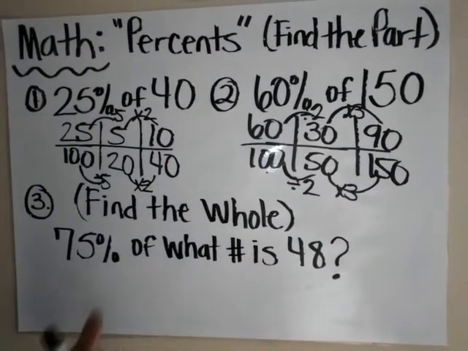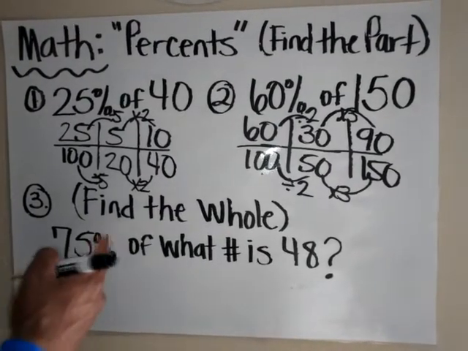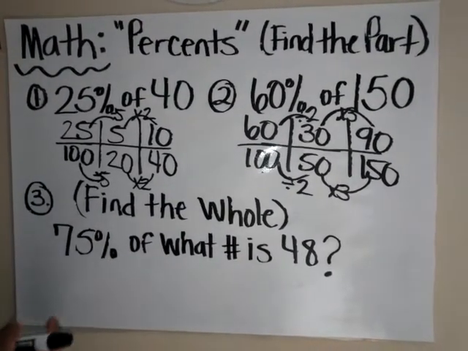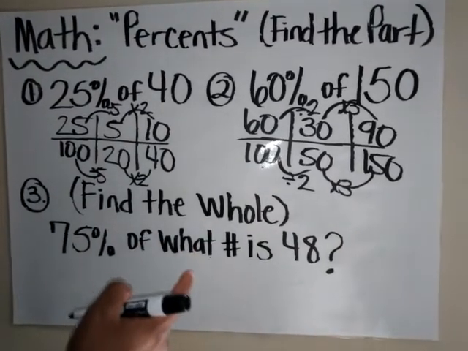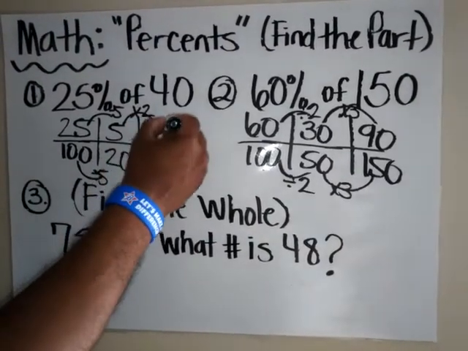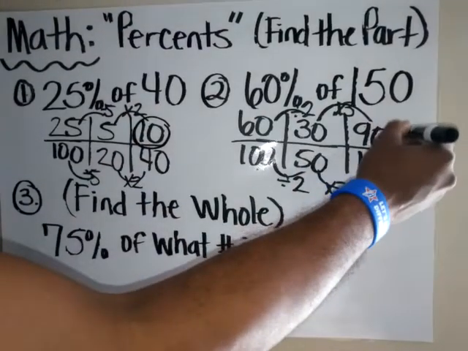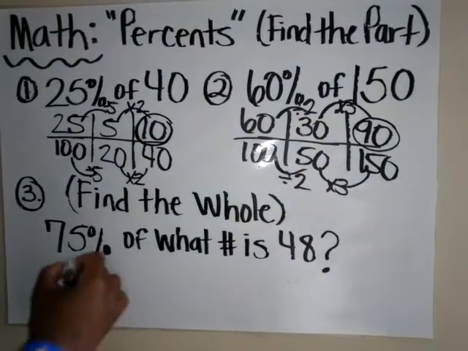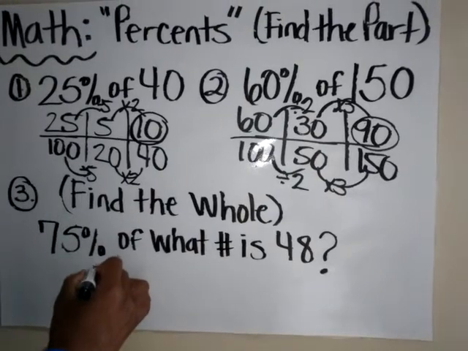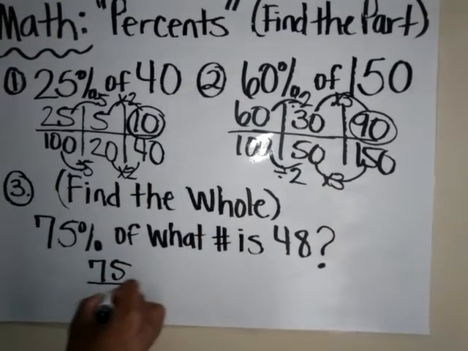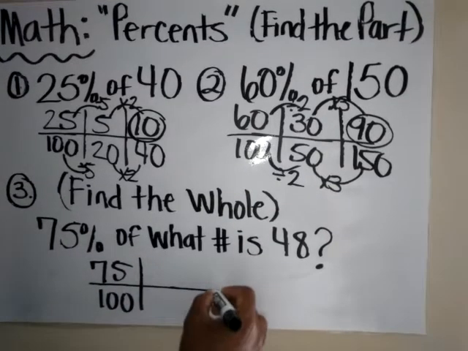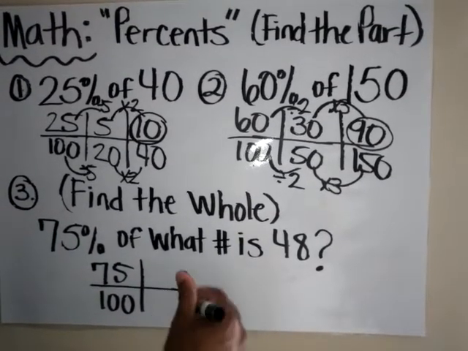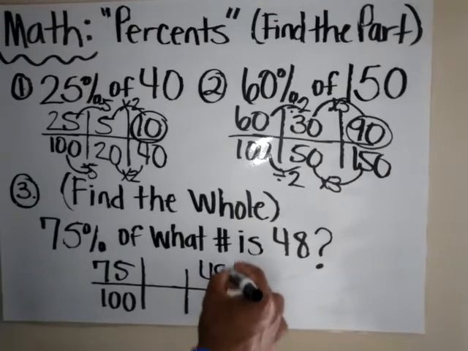Both problems. Now here's the opposite. It states to find the whole on number 3. So our denominator, again, is what's going to need to be found. When you're finding the part, it's your numerator that has to be found. So let's go ahead and set this up following the same process. 75% over 100. Now we have to write this as our numerator. We have to get to 48.